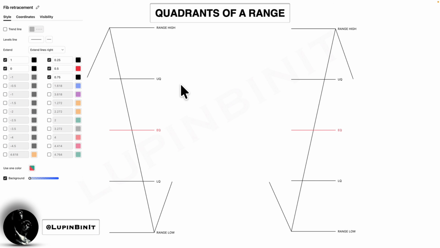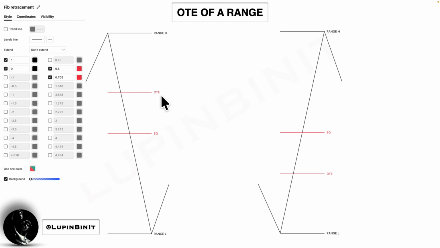The only difference is now we have identified the upper quadrant of a range as well as the lower quadrant of a range. So these would be the settings. The only difference is now we have added 0.25 and 0.75 in order to identify lower quadrant and upper quadrant. And then lastly, OTE of a range.